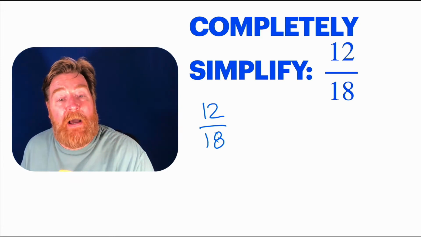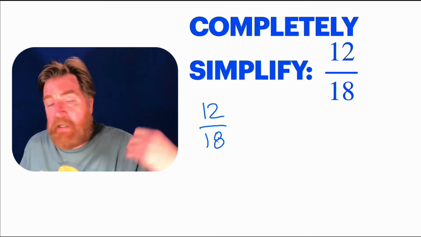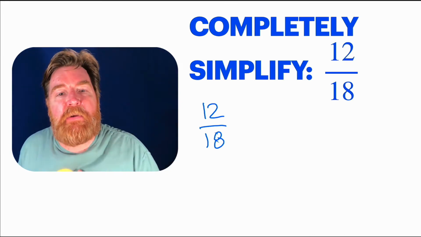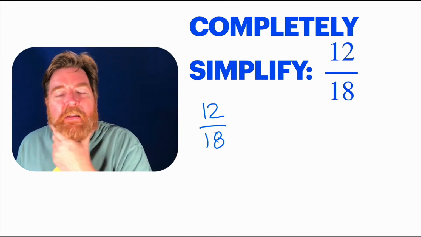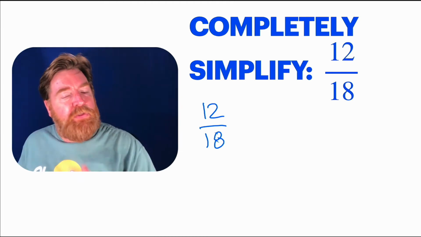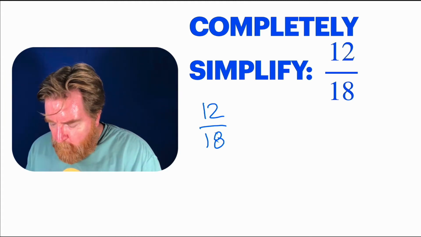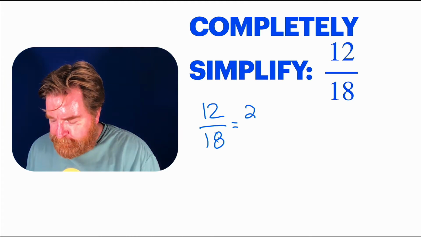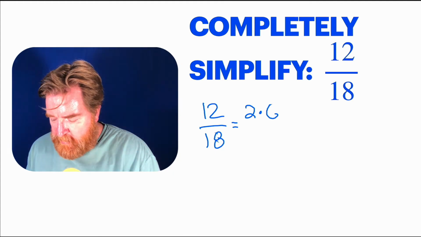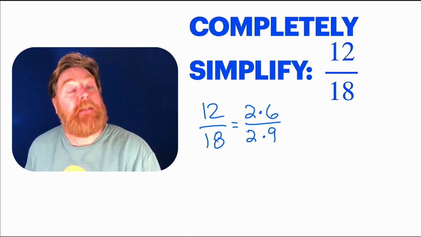Anybody want to shout out a common factor between 12 and 18? Just let them rip. Just start screaming at the top of your lungs. I know, don't worry about it. Your parents need to get up anyway. Yes, good. Both those numbers are even, so they both have a factor of 2 in them. Good. So let me write 12 as 2 times 6 and 18 as 2 times 9.